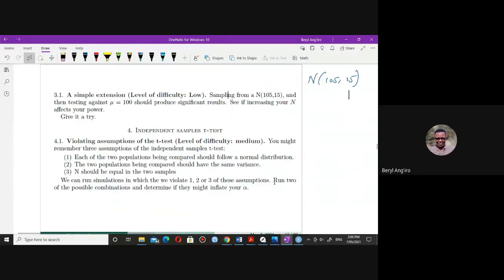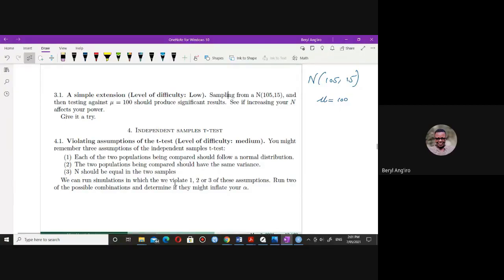Now, if you're sampling from normal distribution with mean 105 and standard deviation 15, and we are testing the hypothesis that mu is 100, the testing against this should produce significant results. So whether you increase the value of n or not, will it affect the power function of that test? You can give that a try and see whether it will affect the power of the test.